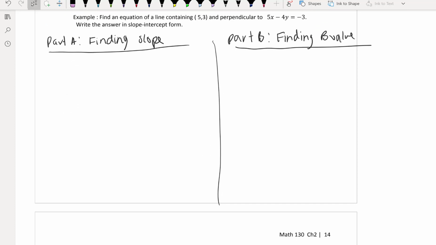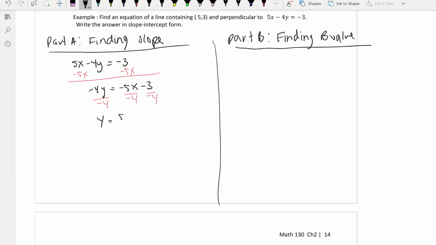So my original equation, I have 5x minus 4y is equal to -3. So I'm going to subtract 5x from both sides. So that -4y is equal to -5x minus 3. Divide everything by -4. So I can have that y is equal to +5/4 x plus 3/4. So I can see that my original m is equal to 5/4.